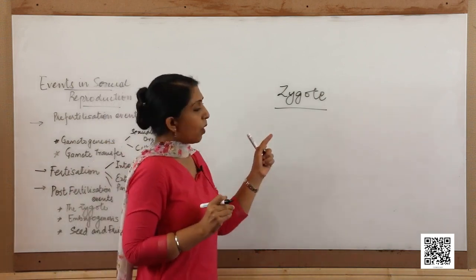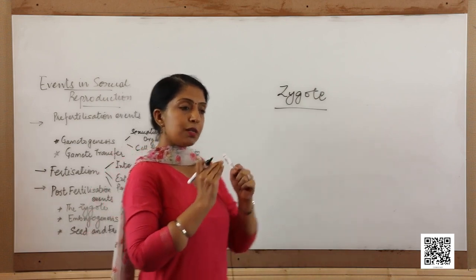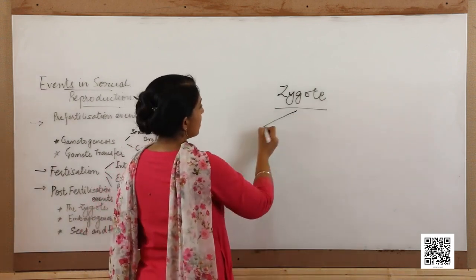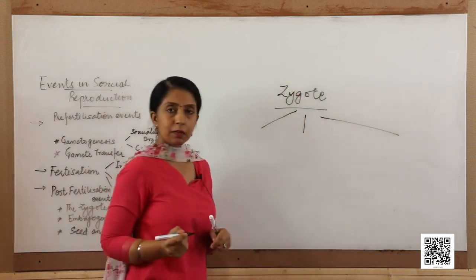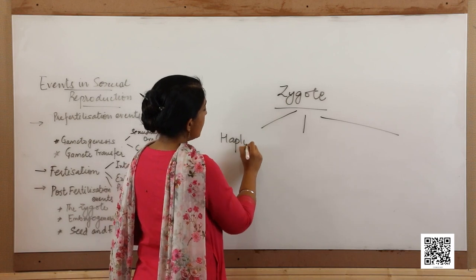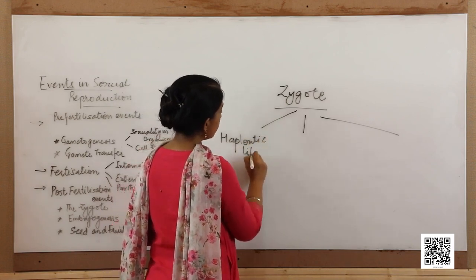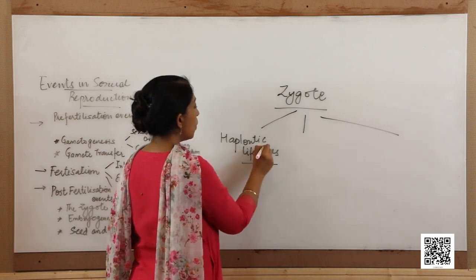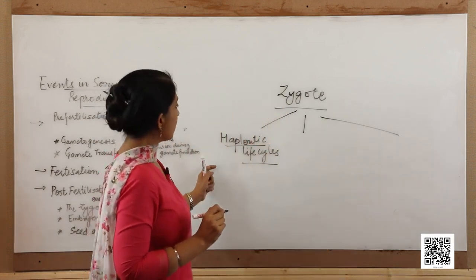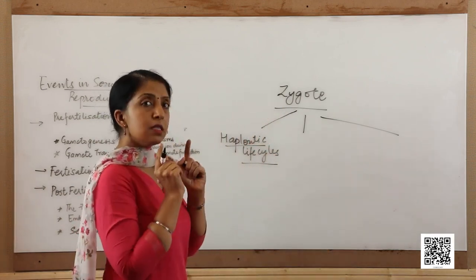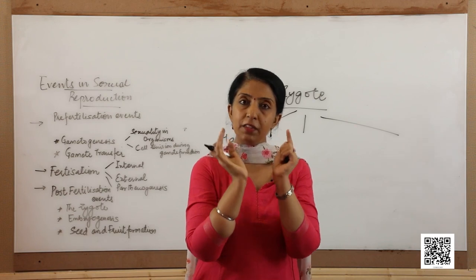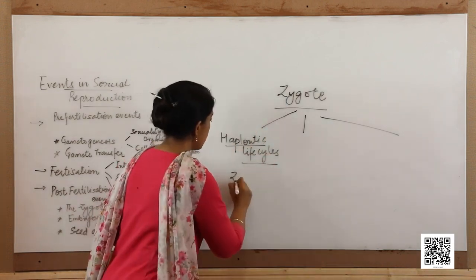Now, depending upon whether the zygote undergoes a resting period or it does not undergo that resting period, we can say that there are different types of life cycle. First type of life cycle is the haplontic life cycle. Haplontic life cycles are commonly seen in the lower algae and certain bryophytes also. In the haplontic life cycle, the zygote, after formation, gets covered by a protective layer and forms the zygospore.